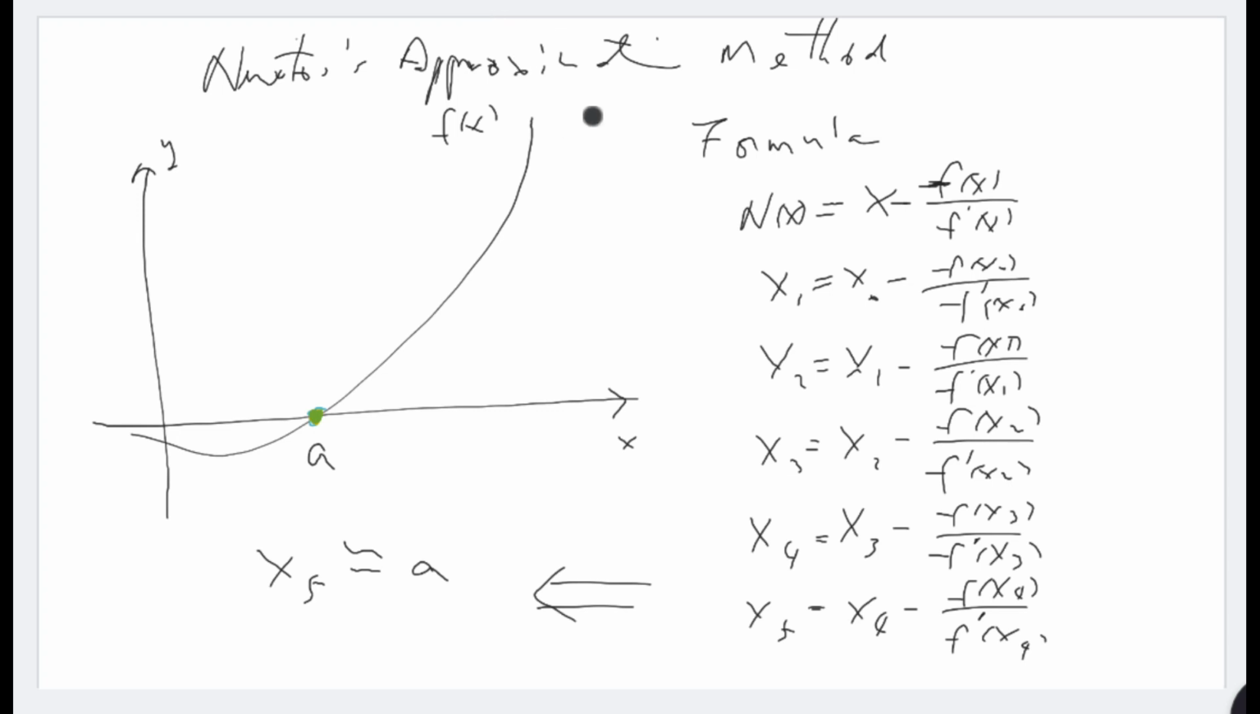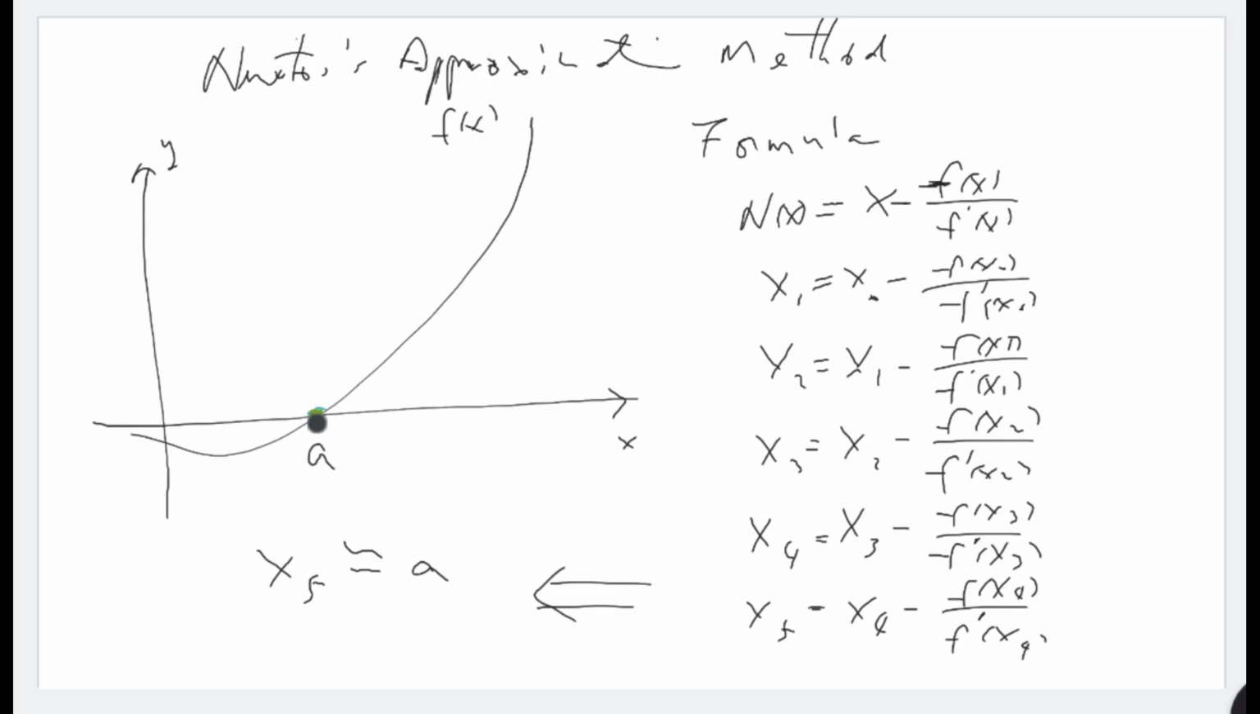In this video, we're going to see another application of derivative of a function. It's called Newton's approximation method. With this method, we are trying to find what's called the zero of a function. So given a function f of x, what's the zero of a function? That's when the function value is 0.